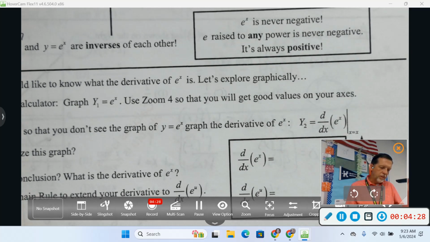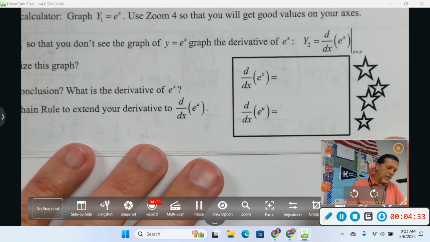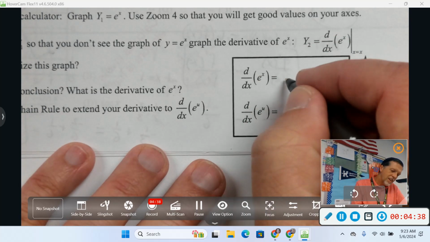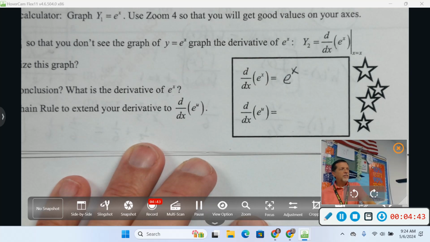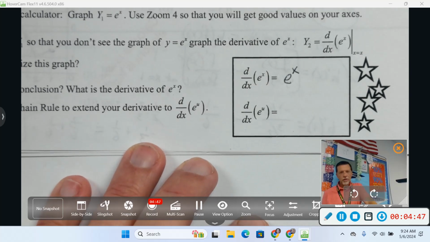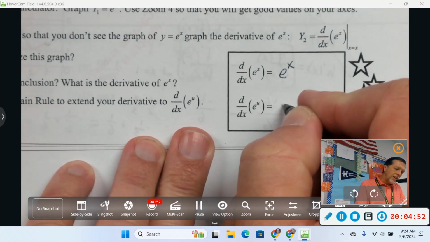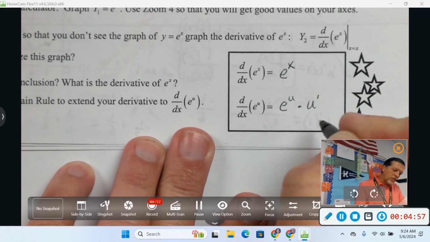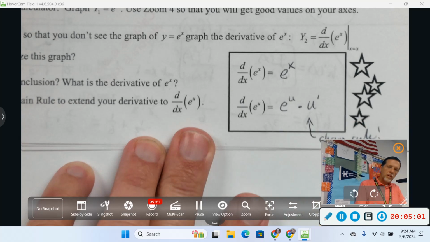I don't really want to do the graphical exploring thing. The derivative of e to the x, although this one's kind of fun, the derivative of e to the x is e to the x. So in some ways it's like the easiest derivative ever, as long as you remember the rule. The derivative of e to the x is e to the x. The derivative of e to the u is e to the u, but there's a chain rule aspect that we need to remember, u prime on the end of that.